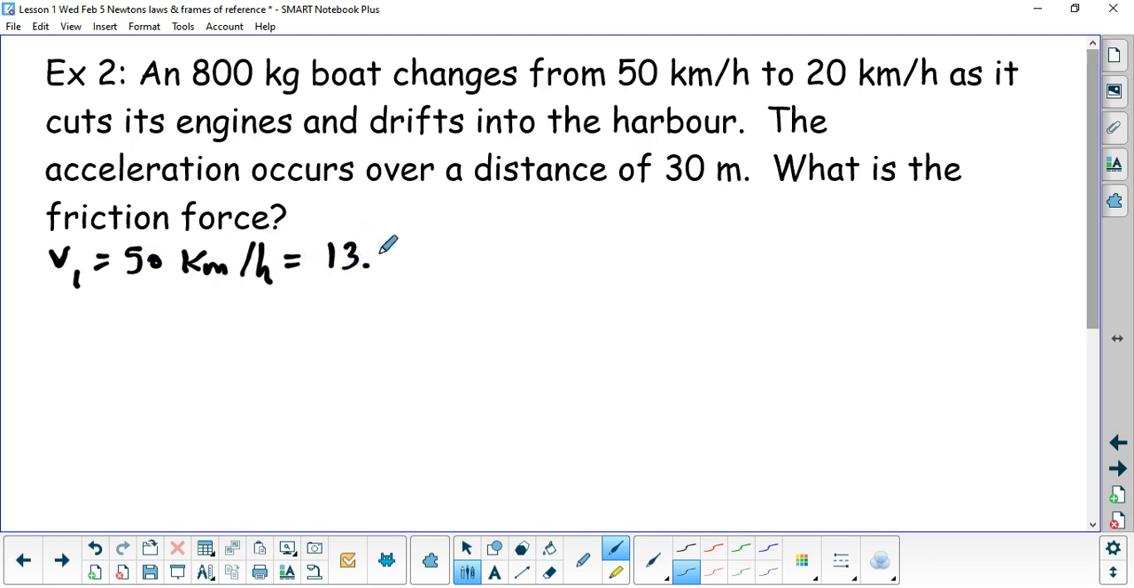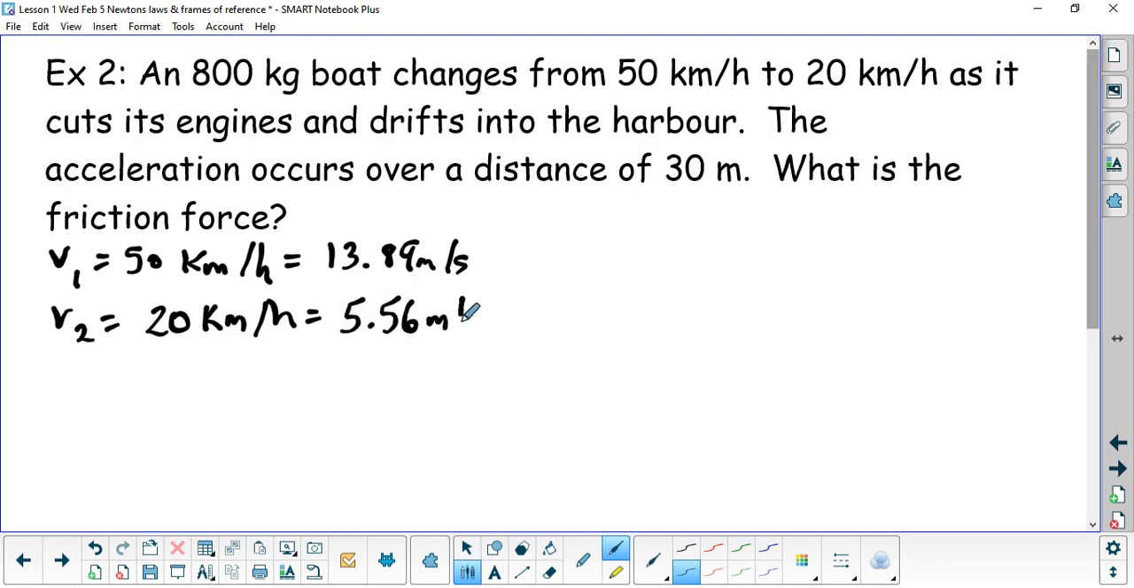So that will be 13.89, we'll say. I'm keeping a couple of extra digits. I want to make sure that I keep some extra digits for rounding purposes, right? This is not my final answer, so you always keep a couple extra to the end. And then my 20 kilometers per hour, again, divide by 3.6, and I will get 5.56 meters per second. Excellent. So those are set.